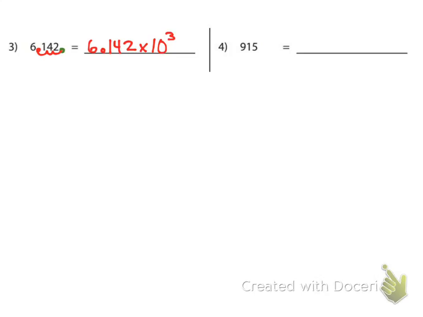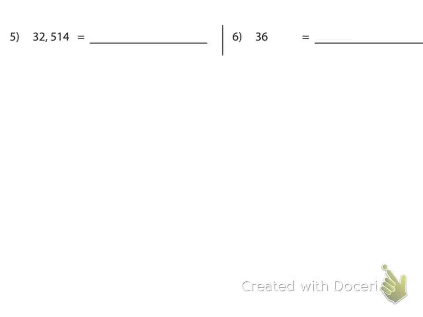All right, same thing on the next one. Where is the decimal now? Where do I want it to go? Between the 9 and the 1. So 1, 2. So this is going to be 9.15 times 10 to the how many jumps? 2. Questions? You will see this multiple times in science and math over the next couple years, so just remember it as you go.